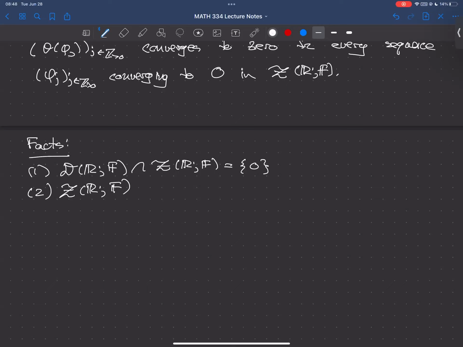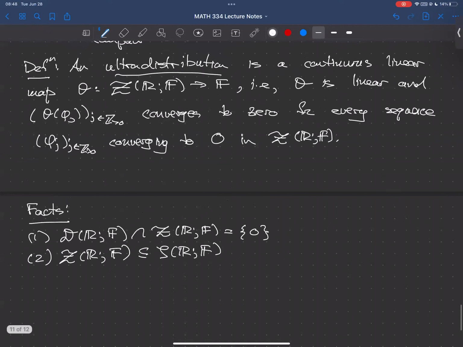So it turns out that this class of test signals are of rapid decay. All right, and so of course, we're going to denote by Z prime the set of ultra distributions.